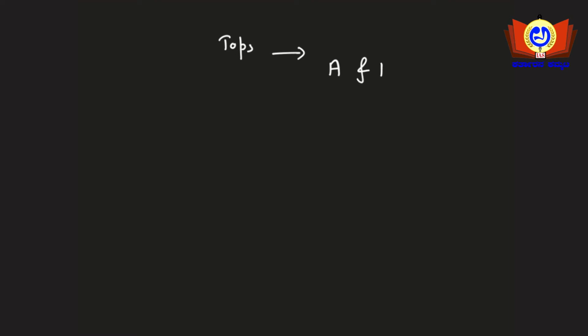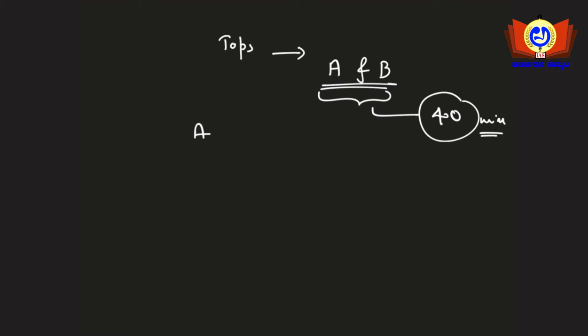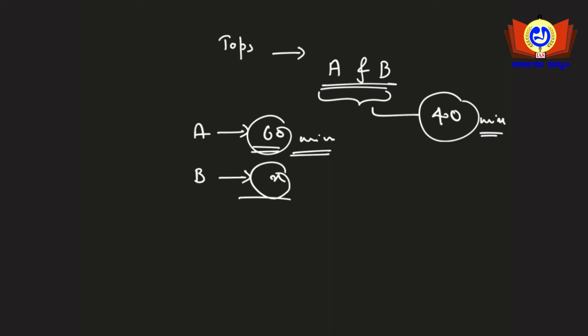See friends, what they have given here is, there are two taps A and B. If both are open, then the total time taken to fill the tank is 40 minutes. If A alone is opened, then it will be filled in 60 minutes. They have asked to find out the time taken by tap B when it's opened alone.